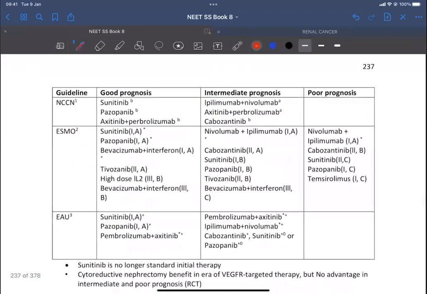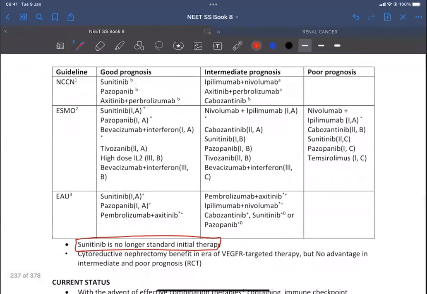But as we said before, there are different guidelines based on different countries. They all have different specs. Sunitinib is no longer first line, but you can use any of the other drugs as a first line therapy for these patients. Most often it's pazopanib, which is most commonly used nowadays in most countries.